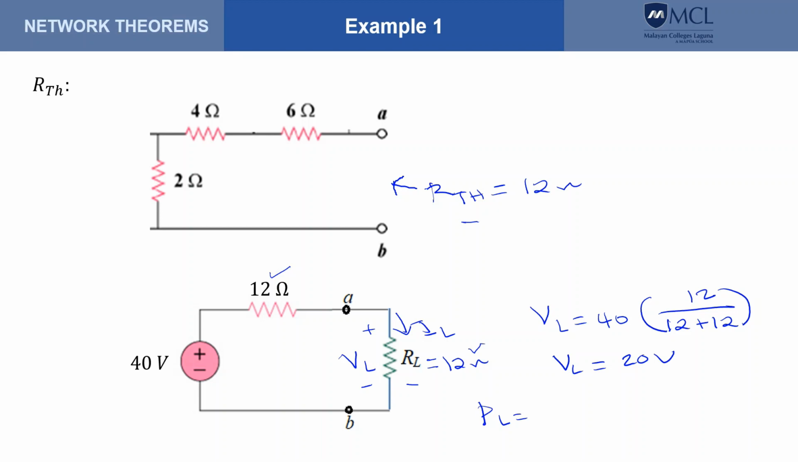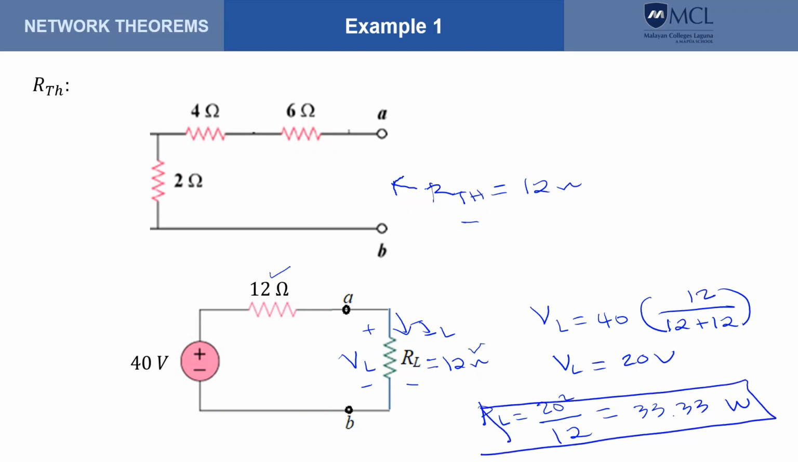So that is 20 squared divided by 12. And that should give us 33.33 watts. Okay, so this is our answer. And of course, this one. Okay, where this is our RL.